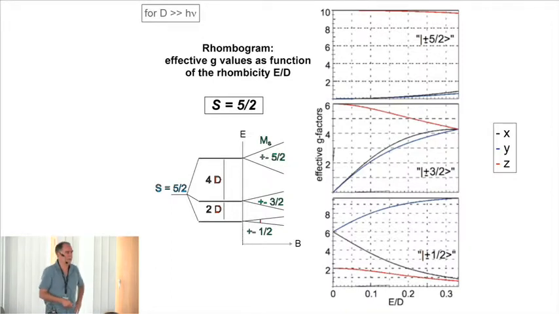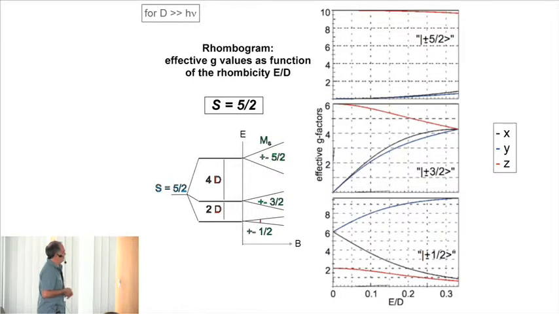And that can be drawn in three diagrams, the so-called rhombogram. These three panels form the rhombogram for S equals 5/2. That is, for the lowest Kramers doublet, you see we have this situation when the rhombicity is 0, which is what we had before. We had g values of 6, 6, and 2, these are X, Y, and Z. The coding of these colors is labeled here, so it's X, Y, and Z.